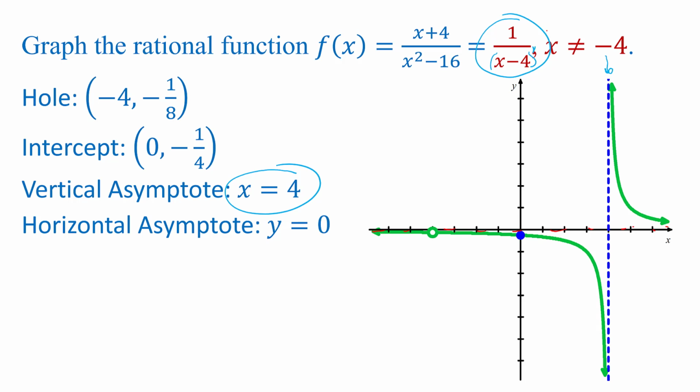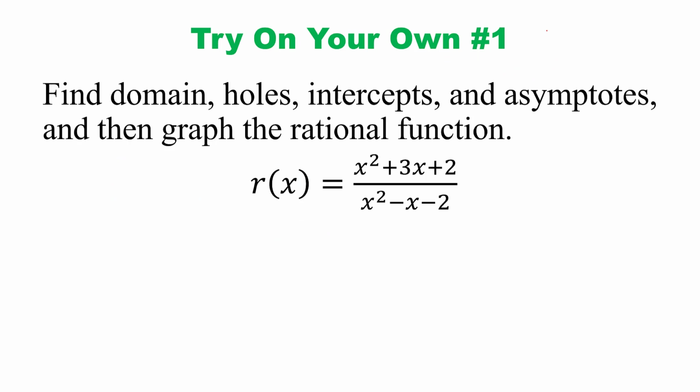One note, the only time we need to be careful of a hole here is should the hole appear on the x-axis, we would have to test points on both sides of that hole, because it would be possible for the graph to cross the x-axis at a hole. Okay, so let's go ahead and look at the first try on your own for this lesson. Find the domain, holes, intercepts, and asymptotes, and then graph the rational function r of x equals x squared plus 3x plus 2 over x squared minus x minus 2.